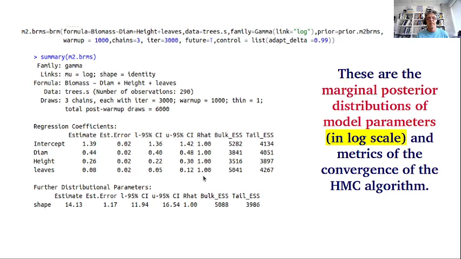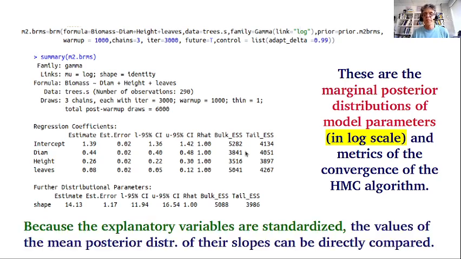The R-hat coefficients for all the parameters are close to 1, which is a sign that the three chains that we have used converge to the common posterior stationary distribution. The large effective sample sizes say that we have a very large number of effectively statistically independent values in each of the chains.